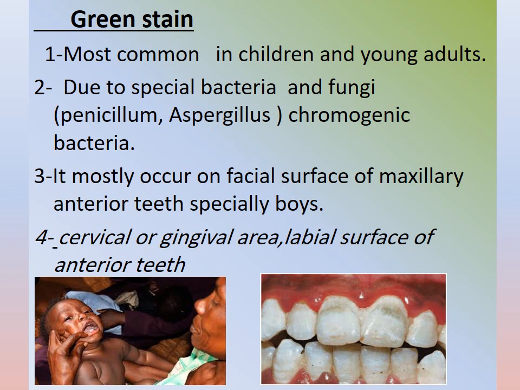Green stain. The green stain mostly occurs in children and young adults. It occurs due to special bacteria and fungi, which are Penicillium and Aspergillus. These are called chromogenic bacteria. It mostly occurs on the facial surface of the maxillary anterior teeth, especially in boys. Also, it is found in the cervical or gingival area, on the labial surface of the anterior teeth.